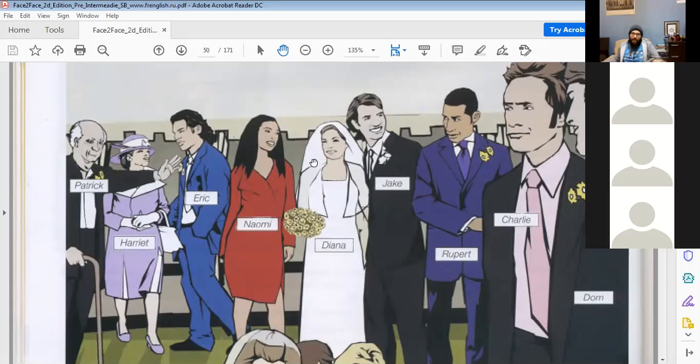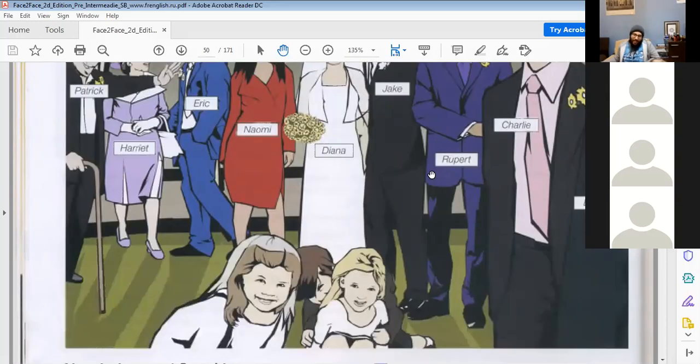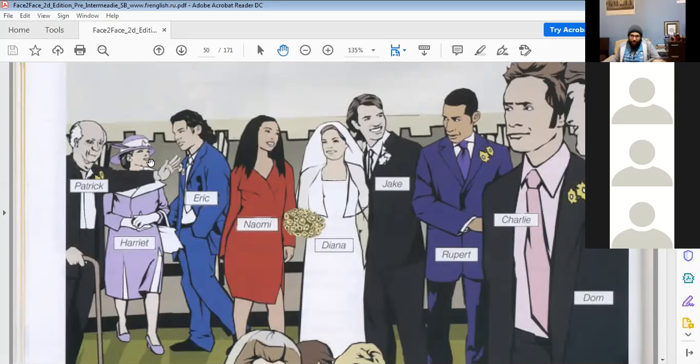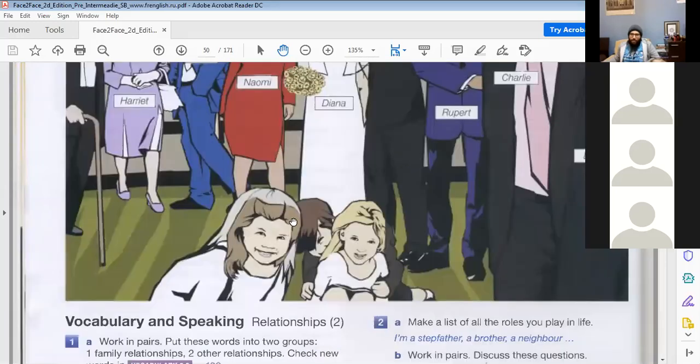Maybe his grandfather married another. Naomi, she's Robert's sister or husband. Maybe. Rupert's daughter? Rupert doesn't look very old. Okay. So I agree with you. I think Harriet is the aunt. I think her age, she looks a little old. Not too old, but maybe she's his aunt, yeah.